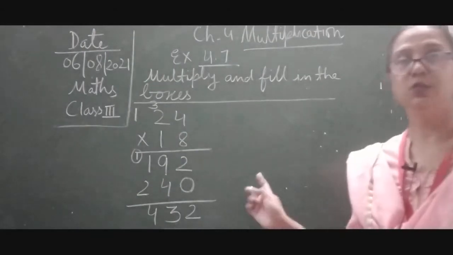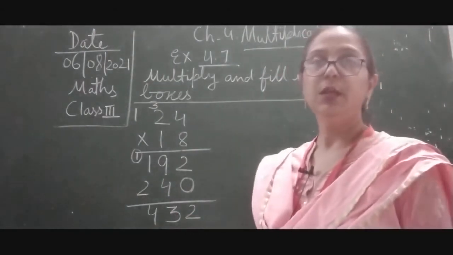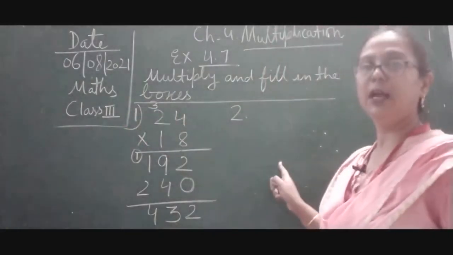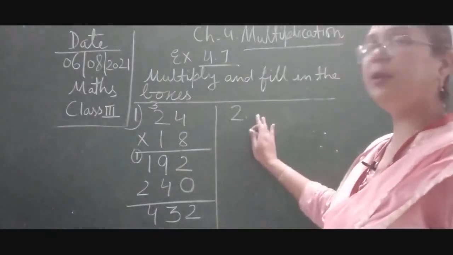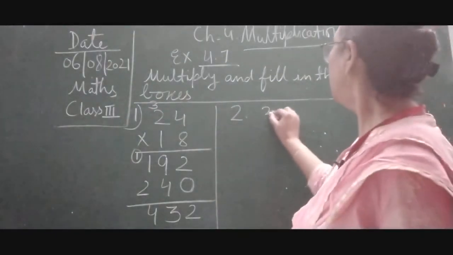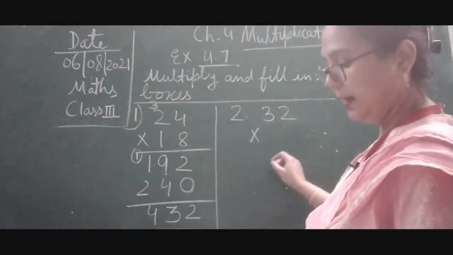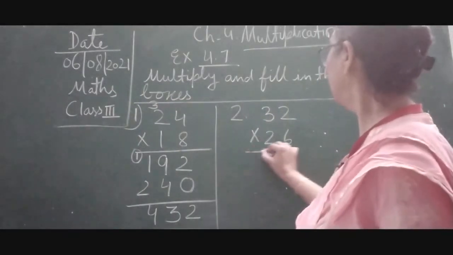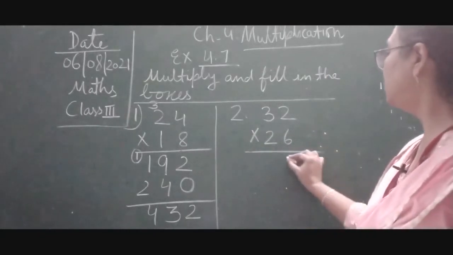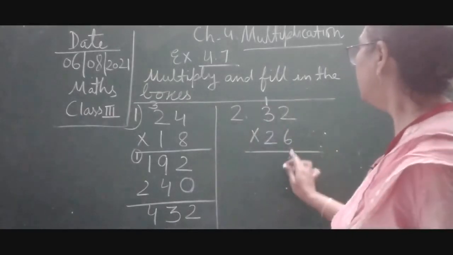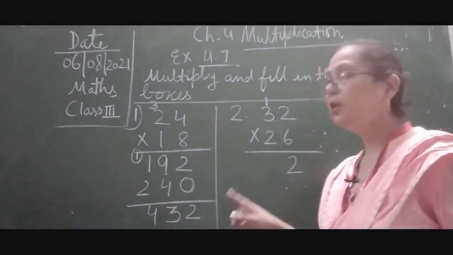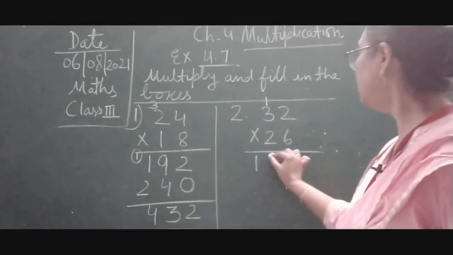So first you just do this, and after that we will do the next question, that is the second question that I am going to do over here. This we have completed. Now we are going to do exercise 4.7 second question. 32 multiply by 26 children. Okay, so first of all we have to say the table of 6, 2 times. 6 twos are 12 and 1 will be carry over. 6 threes are 18. 18 plus 1 is 19 children.